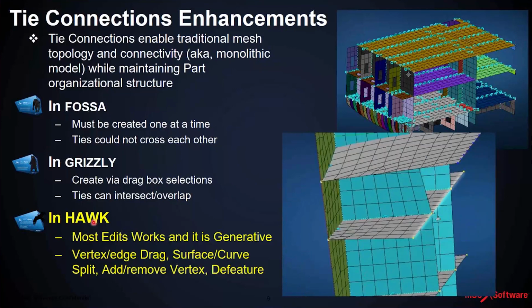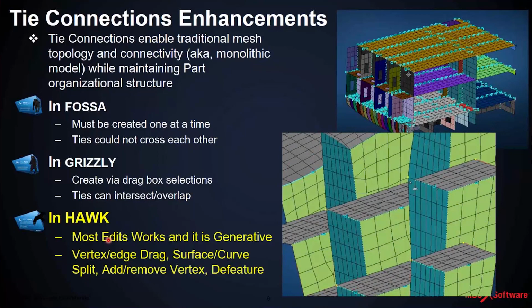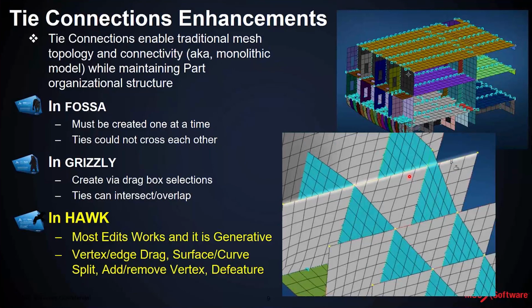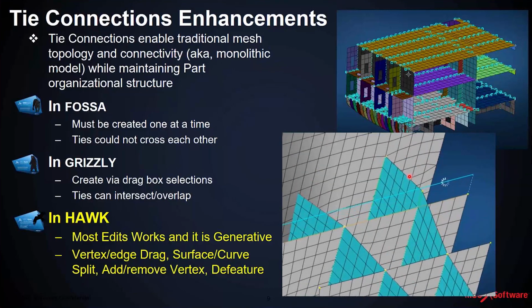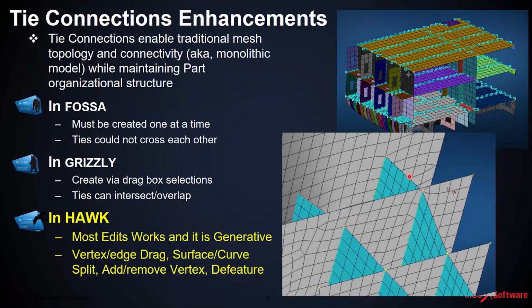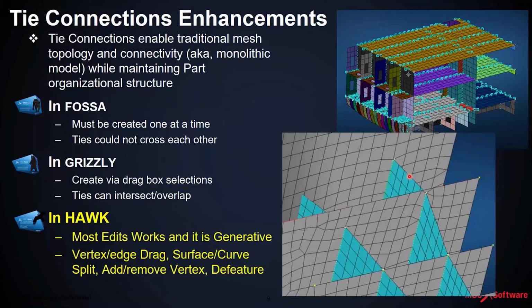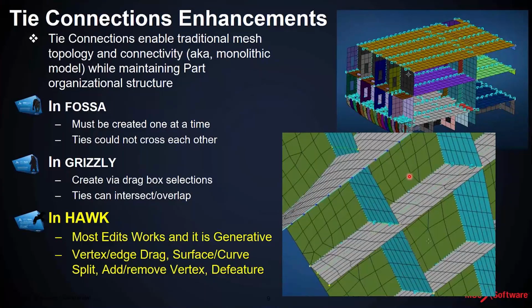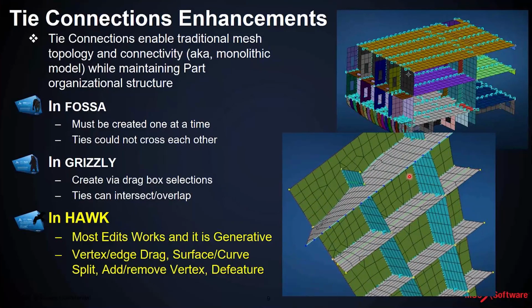In Hawk, we are making it a lot more flexible, meaning now you can edit a lot of these ties or the geometry that's associated with the tie. For example, you can do the edge and vertex tag, or you can split a surface, or you can split a curve, or you can add or remove a vertex, or even defeature the geometry. All those things are possible today in the tie-connected assembly model. This makes it a lot more user-friendly, and the usability of the assembly techniques will be much more enhanced in Hawk.